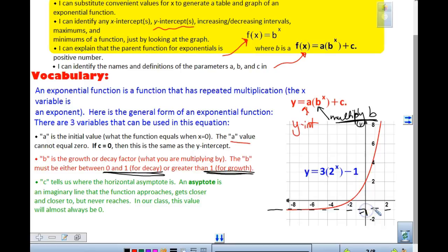So in this example that we have up here, that would be our value for c, since it's getting really, really close to, but it's never hitting -1.